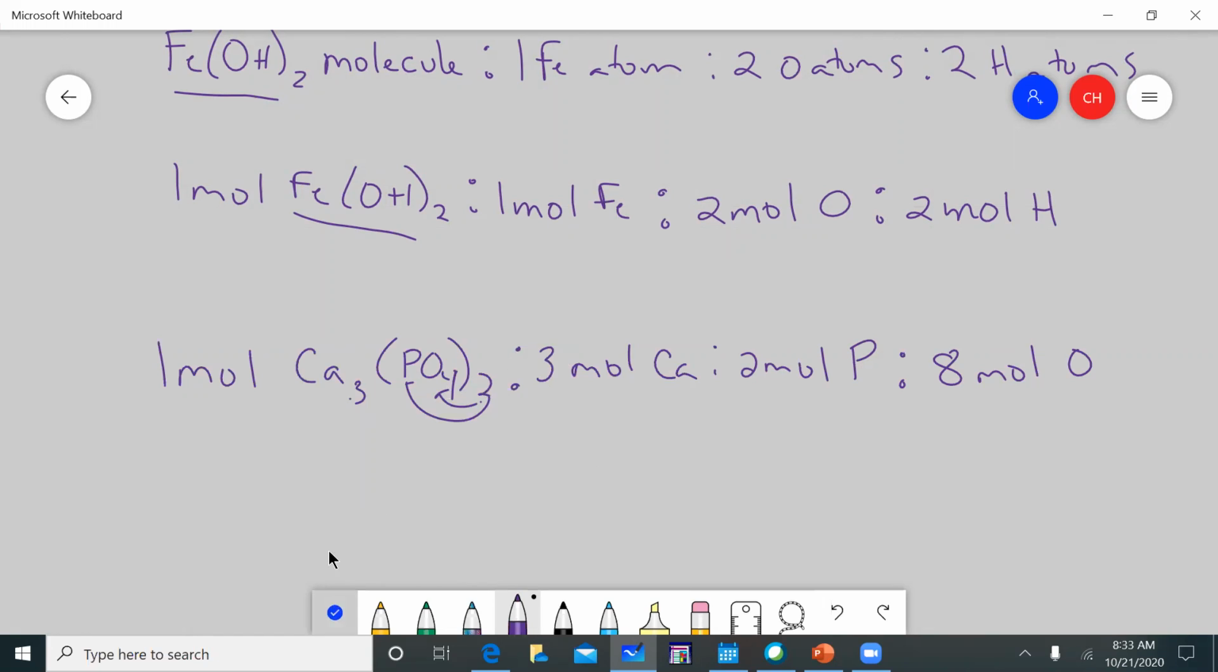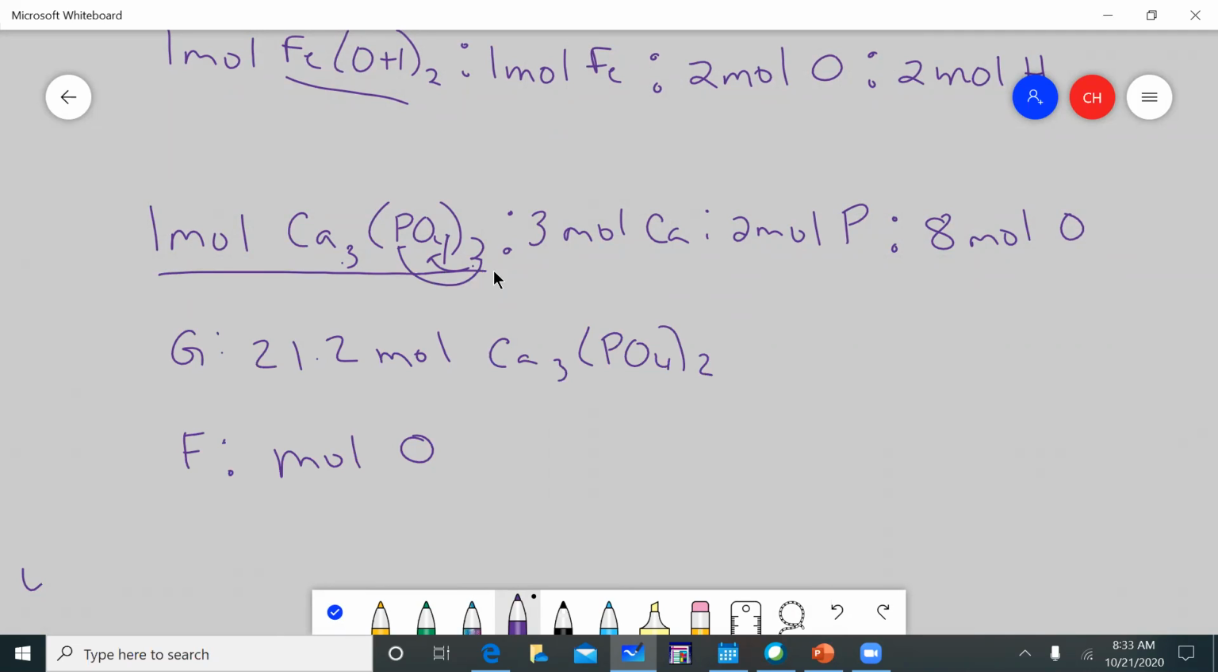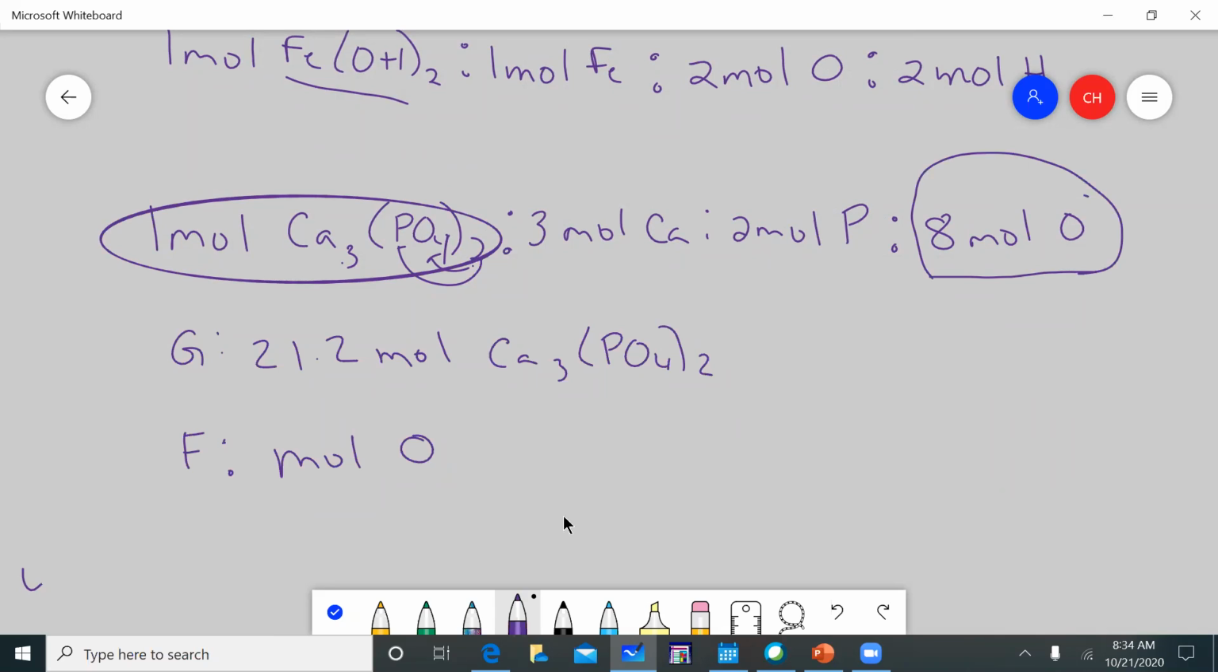So let's use this here. What if I say that we have 21.2 moles of Ca3(PO4)2 and I want you to find moles of oxygen. So you have a relationship here. 1 mole of this will yield 8 moles of this. We're not talking about these things, so we can ignore them for this problem and just look at this relationship here. So this guy in relationship to this guy. So go ahead and try that out.